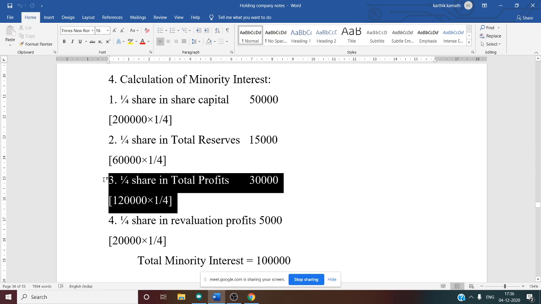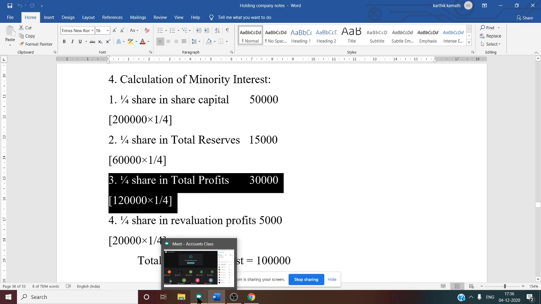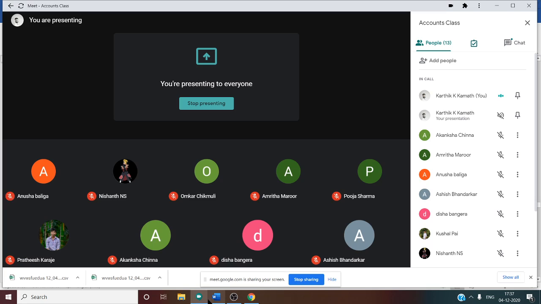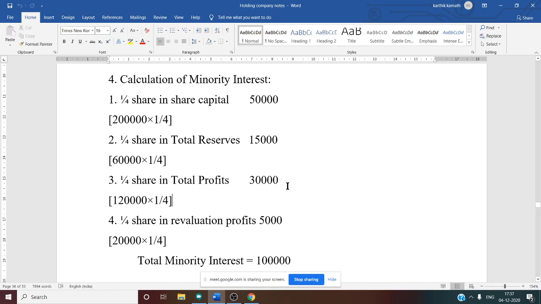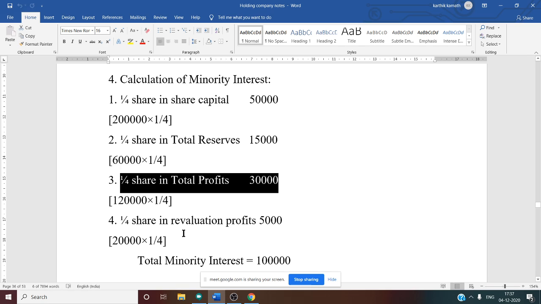Then there is 1/4 share in total profit. Again, in total profit, the entire thing is post-acquisition profit. Suppose there is pre-acquisition as well as post-acquisition profit, we have to add both. Why? Because for minority interest calculation, we want the combined, that is pre-acquisition profit plus post-acquisition profit. We want total profit. In this problem, total profit given in the balance sheet is 1,20,000. Entire thing is post, that is why 1,20,000 into 1/4, 30,000 is your share in total profit.